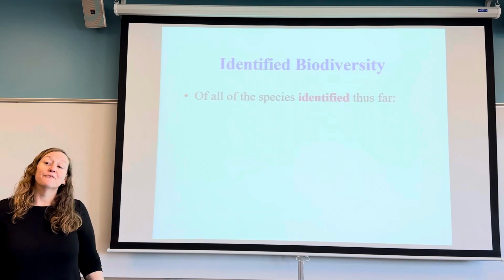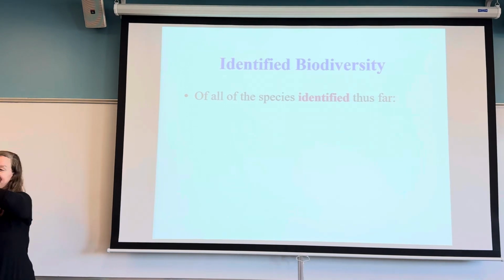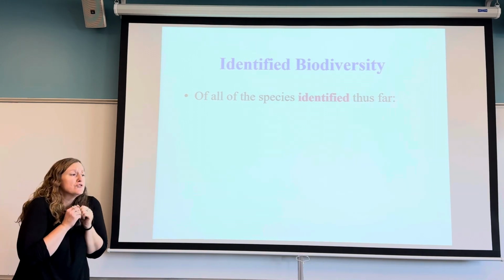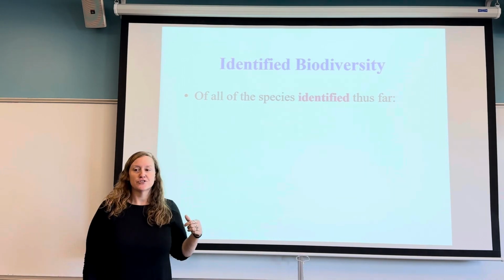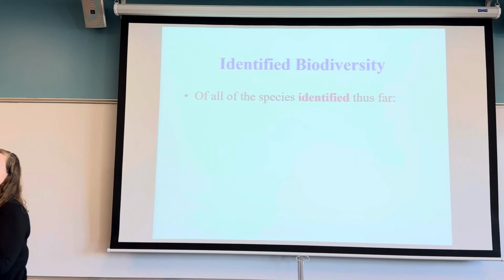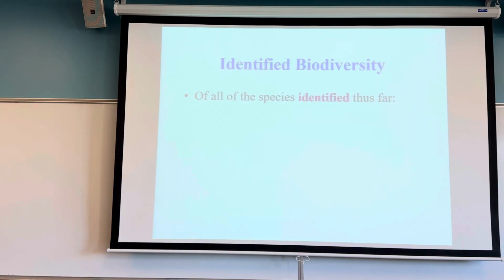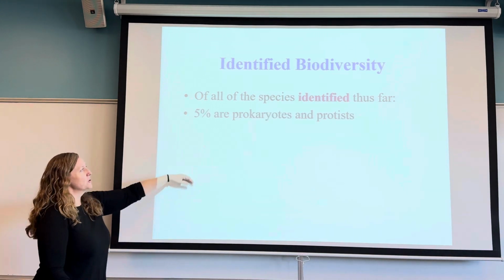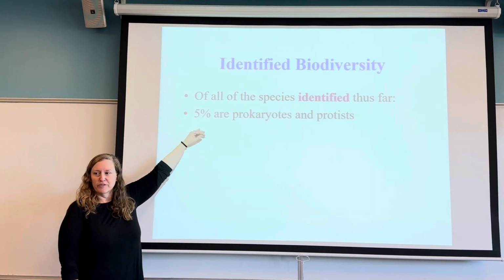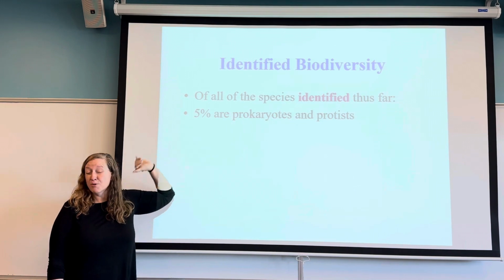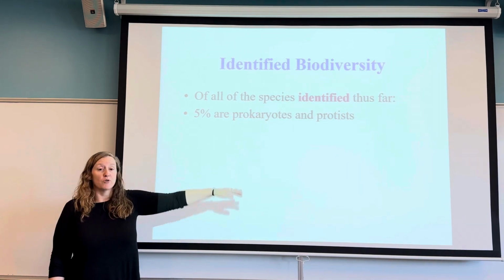No. So what we usually have is things that look like us, right? They have eyes and a nose and a face, and they're cute. That's what we usually have. So human nature, we're attracted to things that look like us, that are cute like us, right? Of all of the biodiversity that's named, only about 5% are prokaryotes and protists.